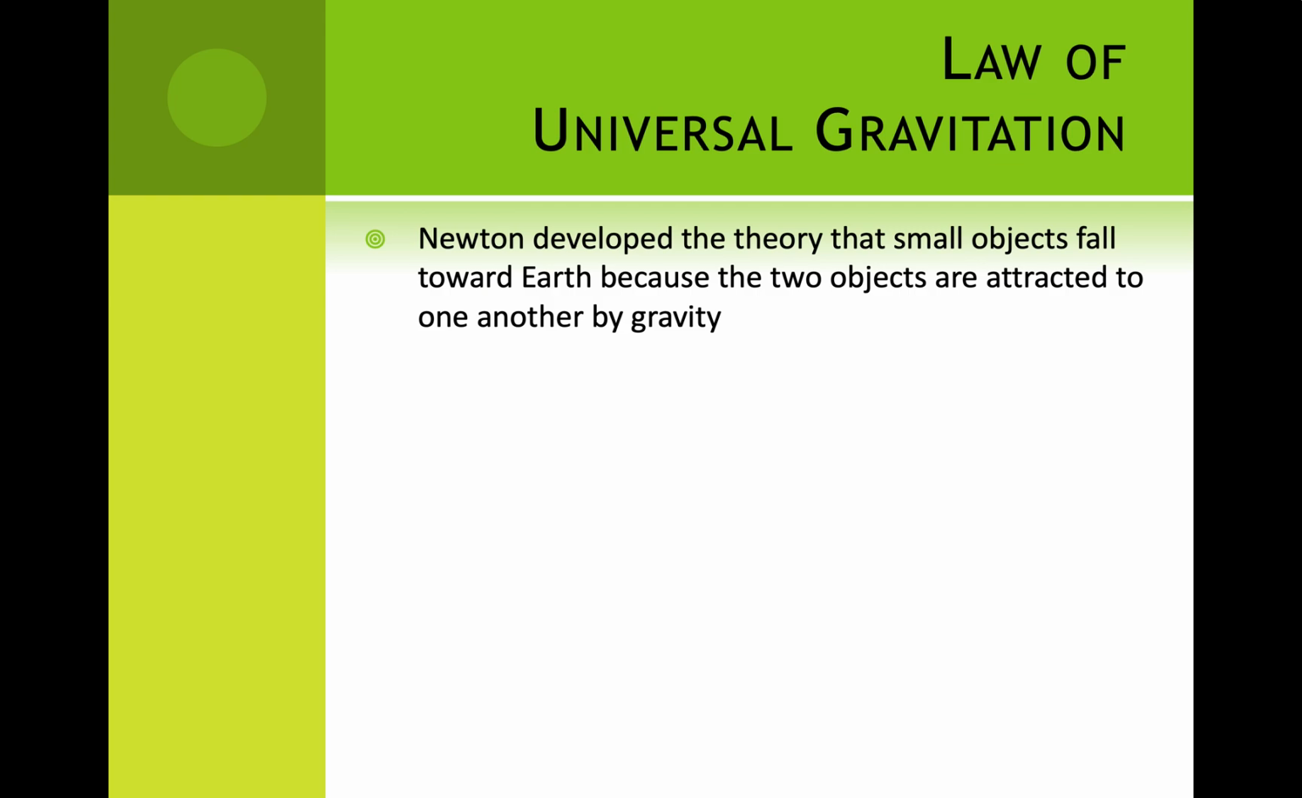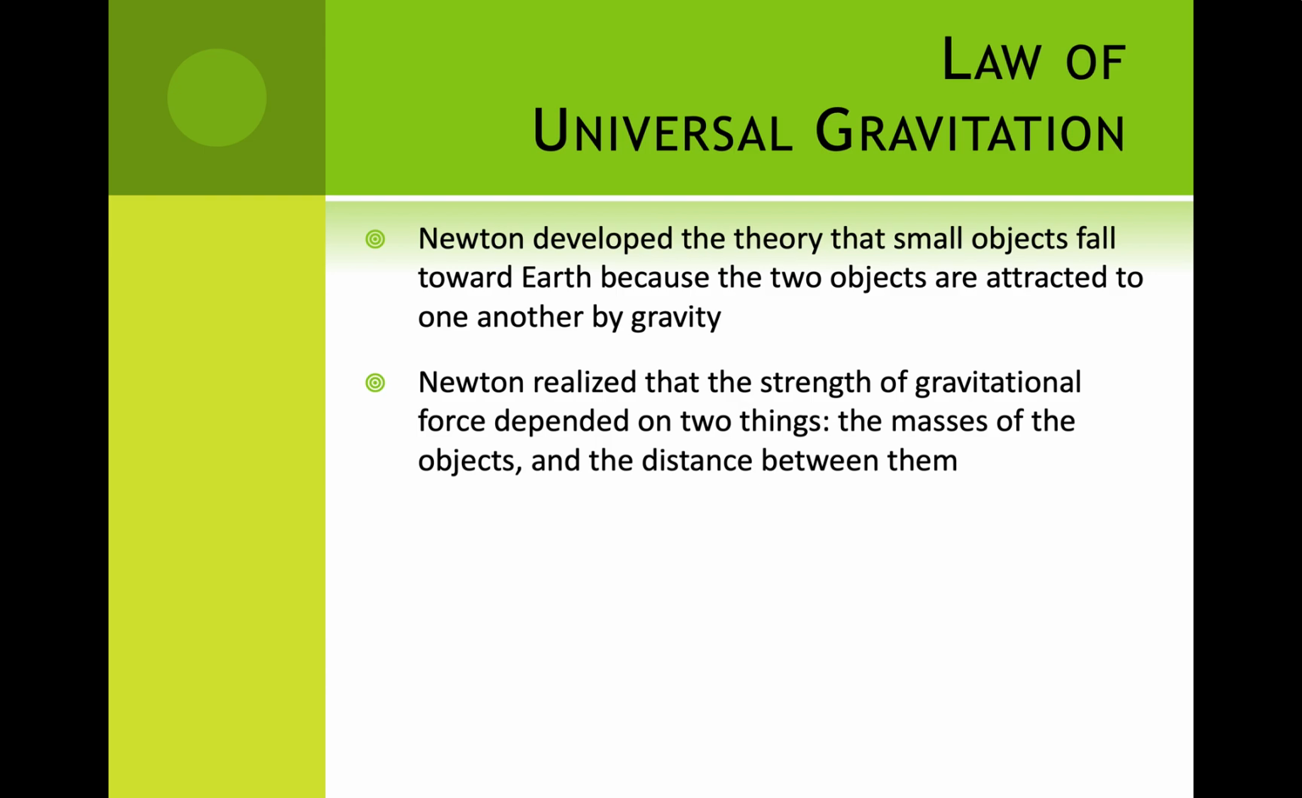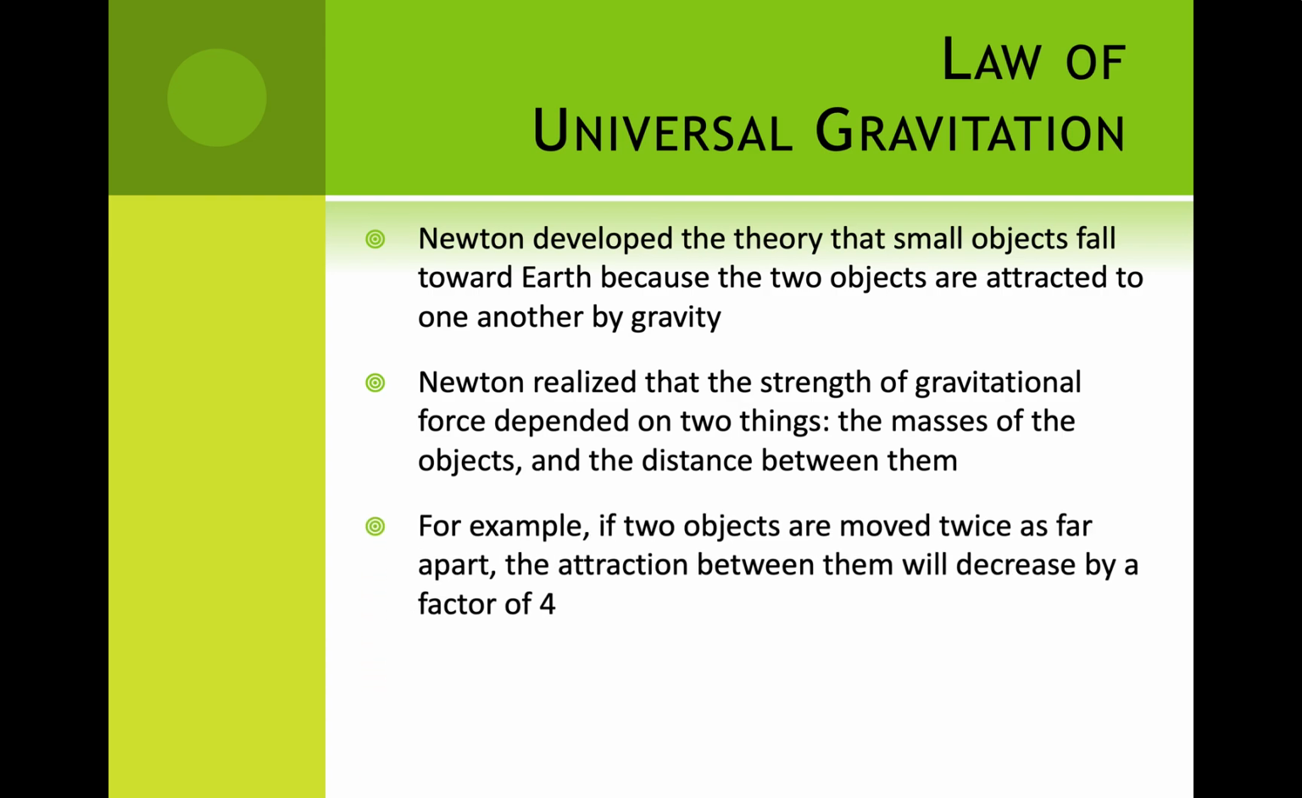So any two objects are attracted to one another by gravity. And Newton realized that the strength of gravitational force depended on two things: mass and distance. So gravitational force is a function of mass and distance. For example, if two objects are moved twice as far apart, the attraction between them will decrease by a factor of 4. It's actually a function of the square of the distance.